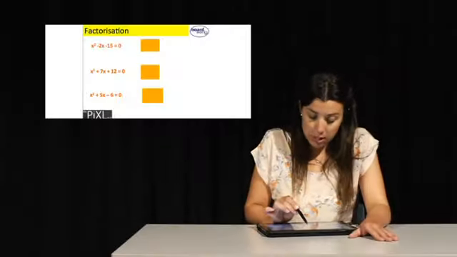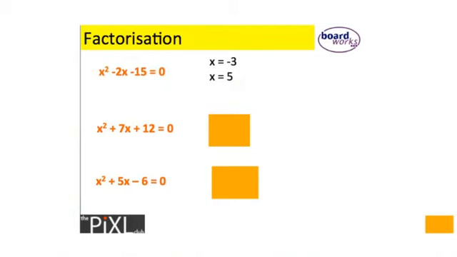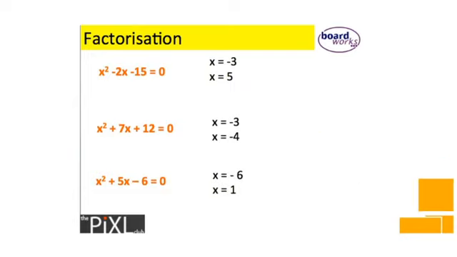So, looking at these 3, our solutions are as follows. To the first one, x equals negative 3 or positive 5. Our second, x equals negative 3 or x equals negative 4. Both negative solutions. And here we have x equals negative 6 or x equals 1.